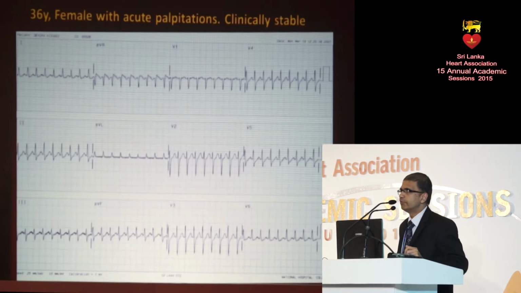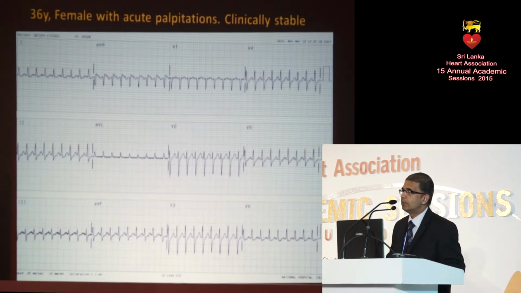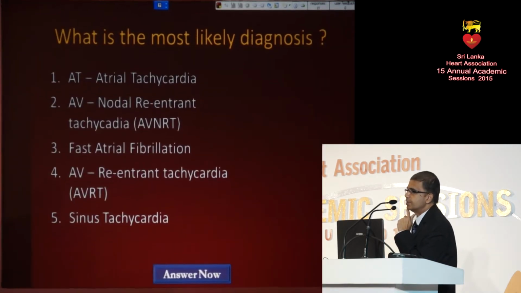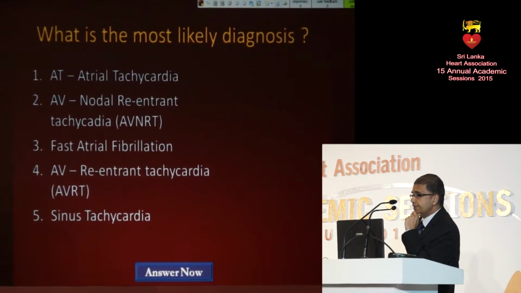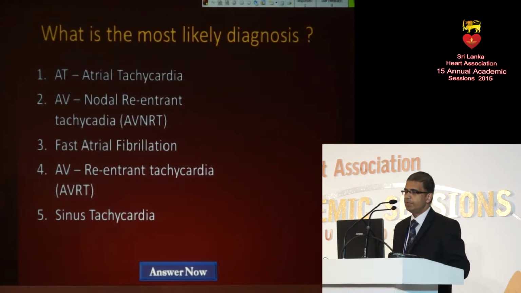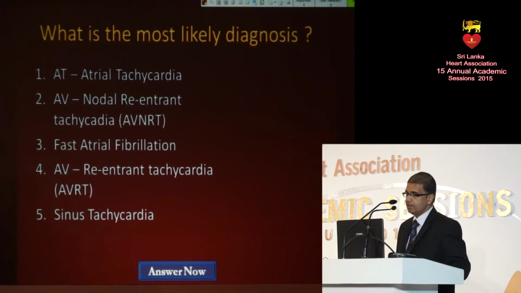We'll give you a few seconds to have a look at it. Look at the QRS, look at the rate, look at the QRS complex. Right. And let's try to answer some of these questions. What is this arrhythmia? Is it atrial tachycardia? Is it a nodal reentrant tachycardia, like AV nodal reentrant tachycardia? Is it a fast atrial fibrillation? Is it an AV reentrant or atrioventricular reentrant tachycardia, or a sinus tachycardia?